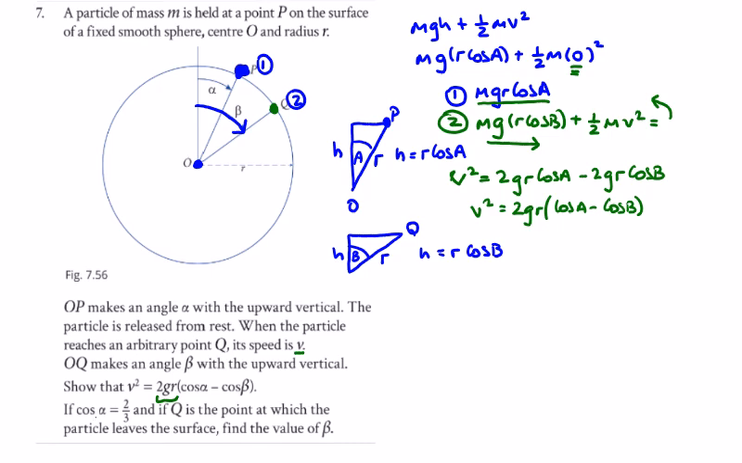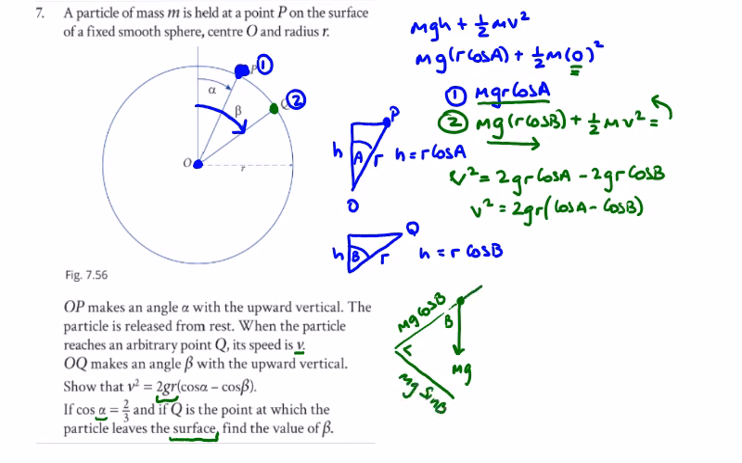Then we're told if cos alpha is 2/3, and if Q is the point at which the particle leaves the surface, find the value of beta. So at the point Q, we have mg towards the center. This will be beta with alternate angles. So we're going to have mg cos beta, and then my right angle will be here, making mg the diagonal. We'd have mg sin beta.